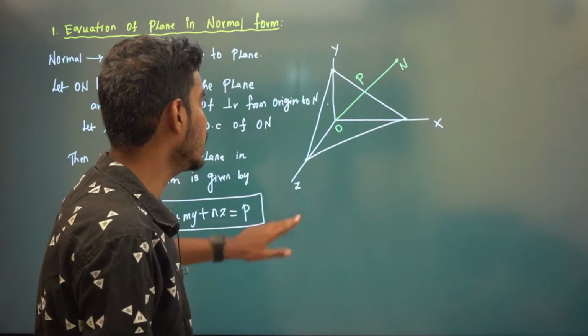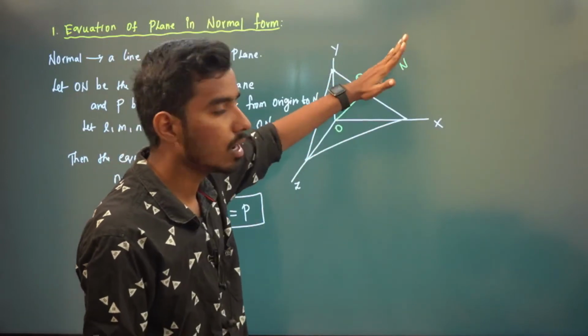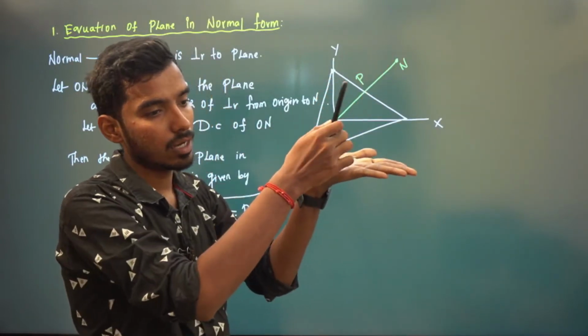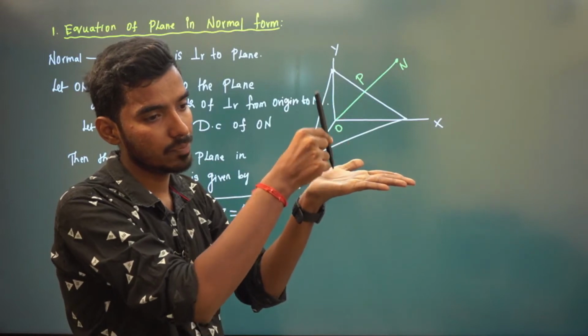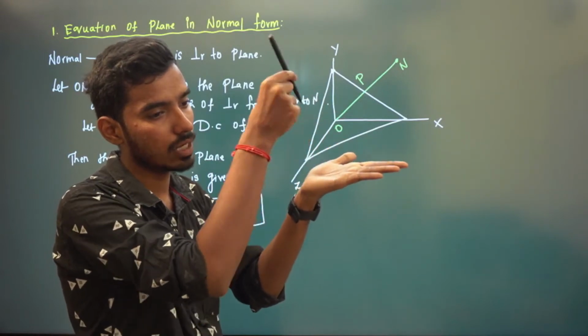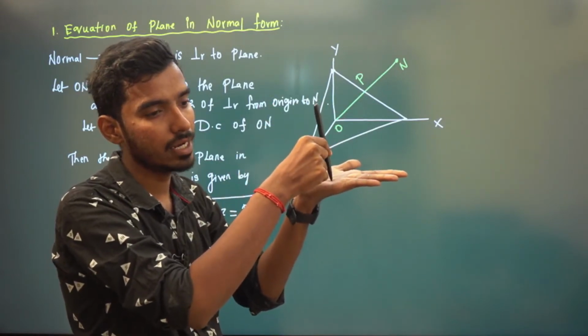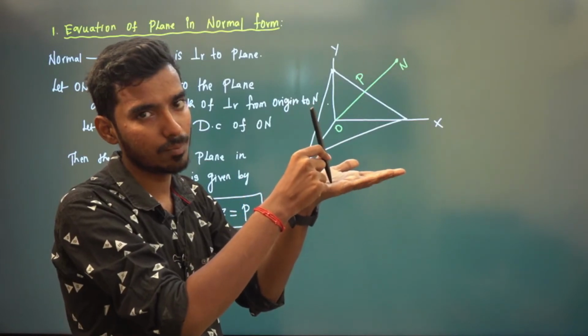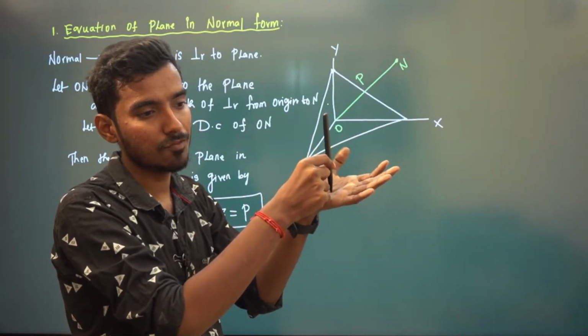So, equation of plane in normal form. We have a plane. Draw a perpendicular to the plane. This is our O and this is our N. So we have a line ON. This has direction cosines L, M, N, and P is the length of the perpendicular.